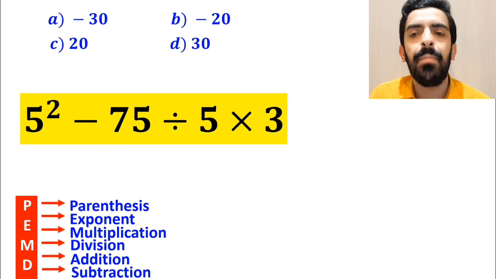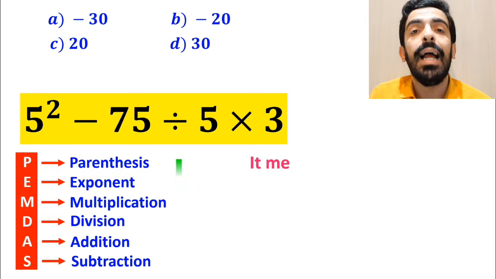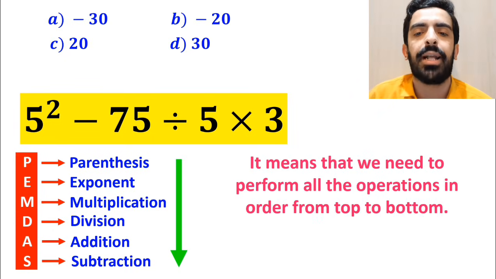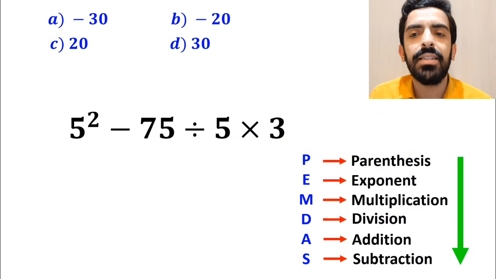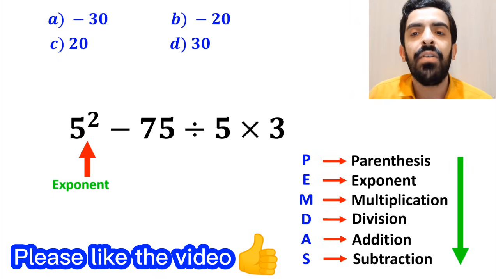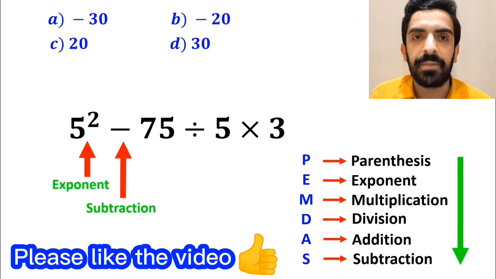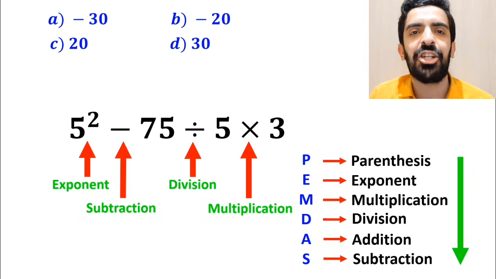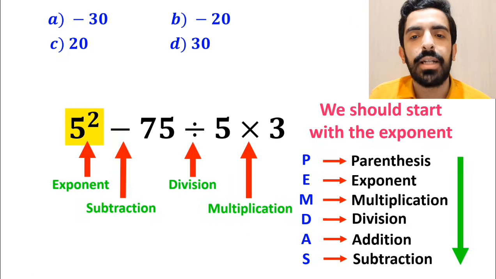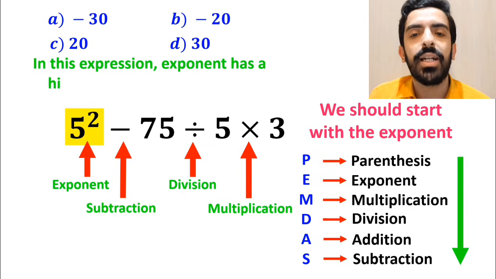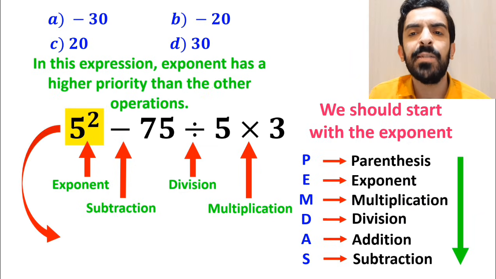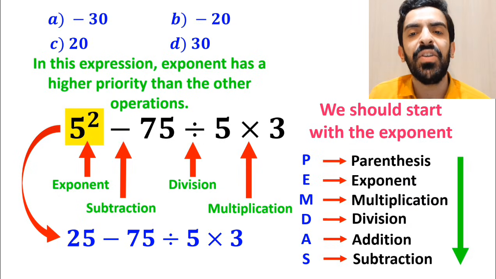To solve this problem, we must follow the PEMDAS rule. It means that we need to perform all the operations in order from top to bottom. As you can see on the screen, in this expression, first we have an exponent, then a subtraction sign, followed by a division, and finally a multiplication. We should start with the exponent, because in this expression, exponent has a higher priority than the other operations. So, this expression simplifies to 25 minus 75 divided by 5 multiplied by 3.